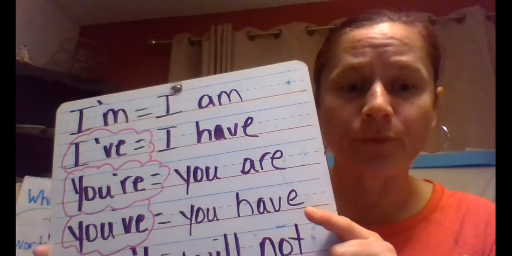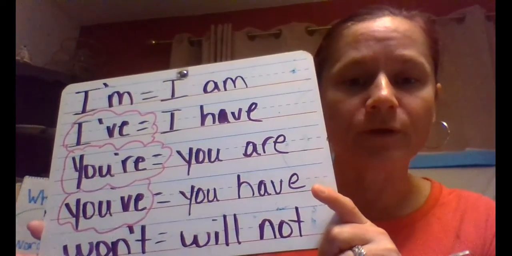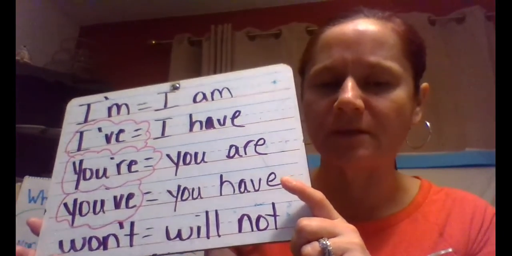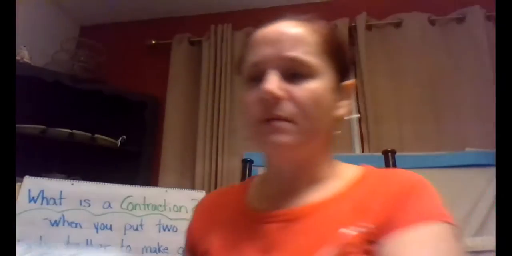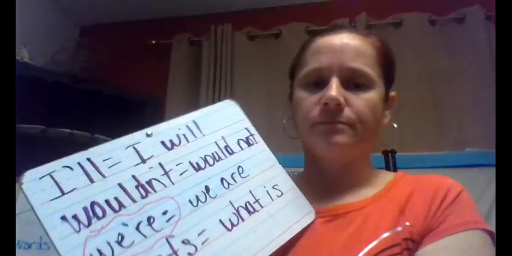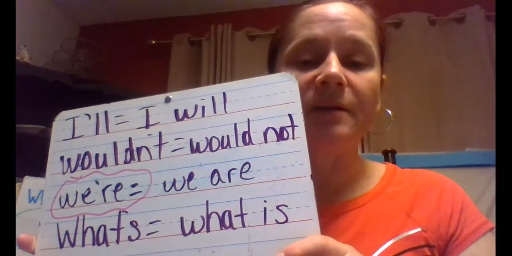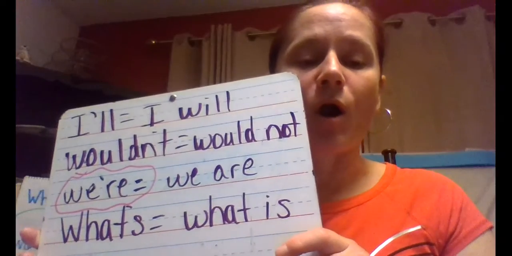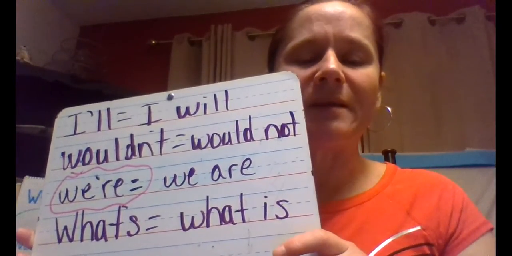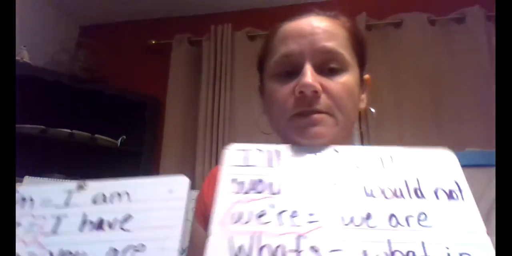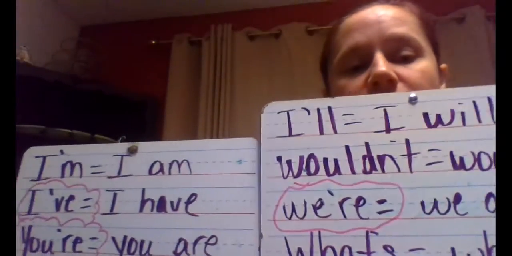I'm, I am, I've, I have, you're, you are, you've, you have, won't, will not. That's always a tricky one for me because there's no won't over here at all. And then I also saw I'll, I will, wouldn't, would not, we're, we are, what's, what is. And you can see that I have a few circled on my two boards. Let's see if you can see the ones I have circled.